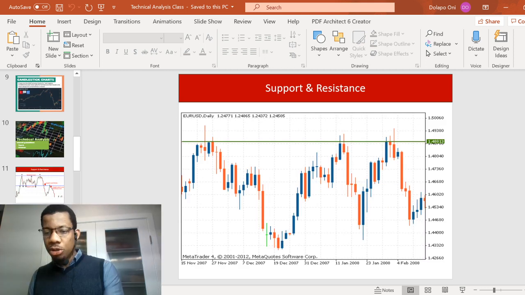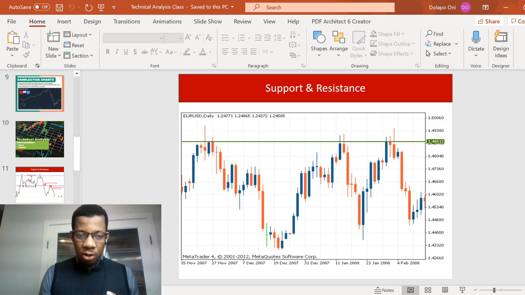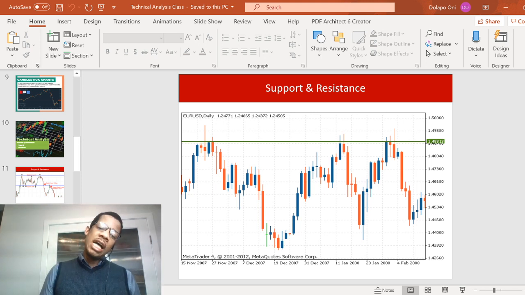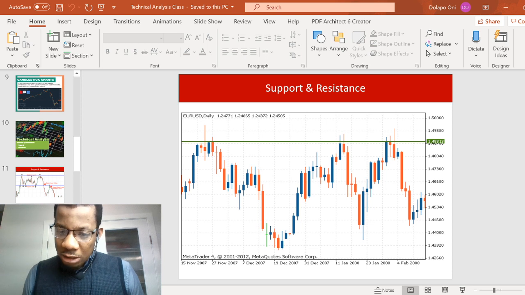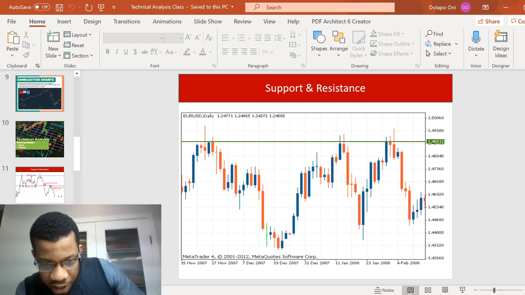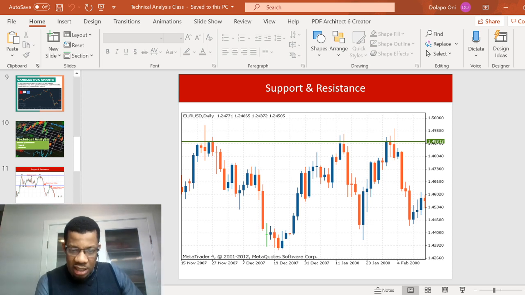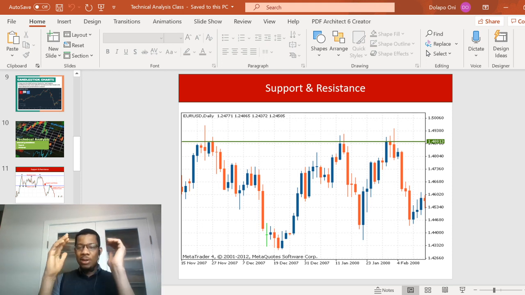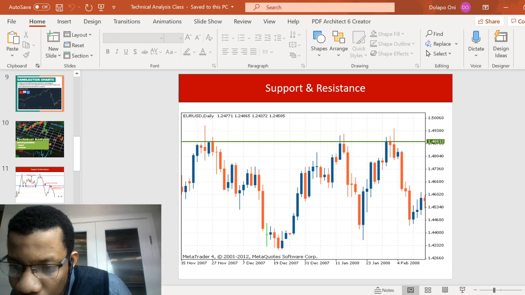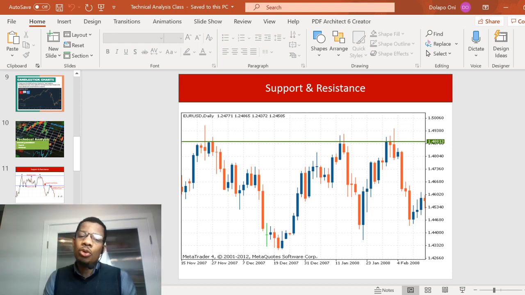This is a Euro USD chart, for instance. In other words, you are buying the euro and selling the USD. And you can see the clear support here. This was from 2007 to 2008, in terms of the time axis, and the highest level that this price ever got to was 1.488, $1.488 per euro.